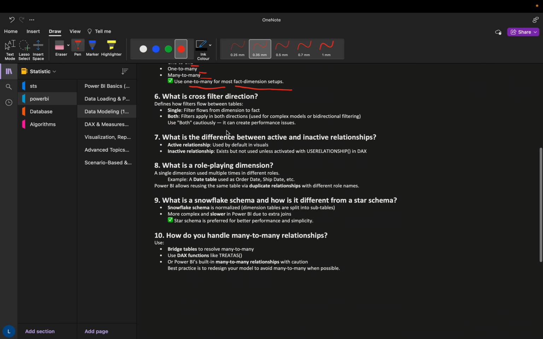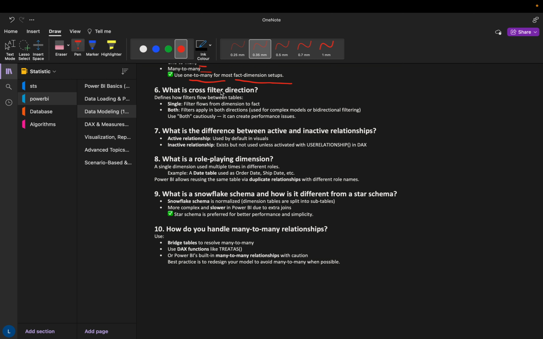Now moving toward the next question, what is cross filter direction? Cross filter direction defines how a filter is applied or flows across tables. For a single filter, it normally flows from dimension to fact, meaning from categorical to numerical. With both, the filter applies in both directions, used for complex models or bidirectional filtering.